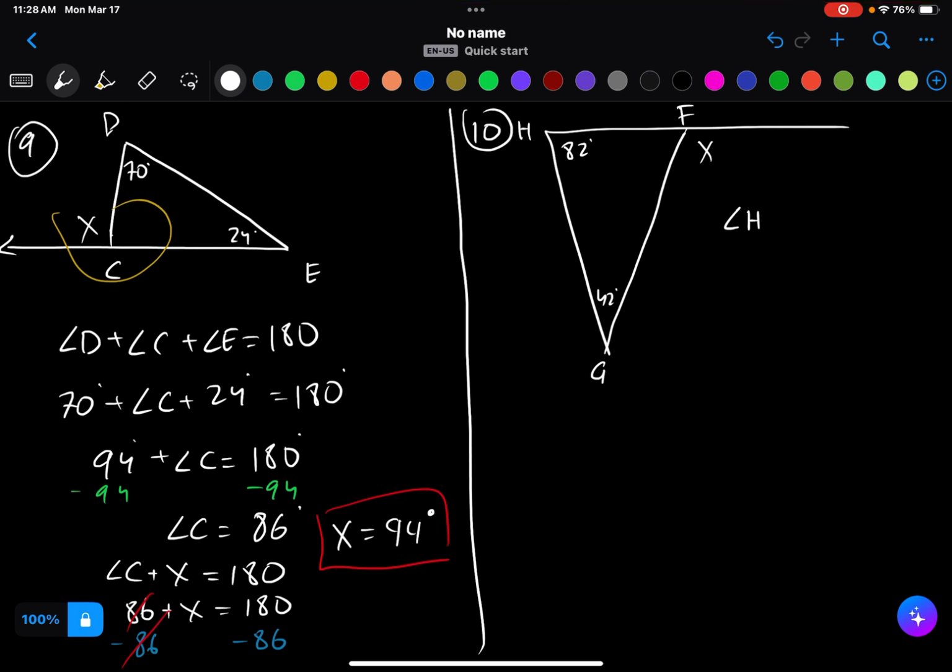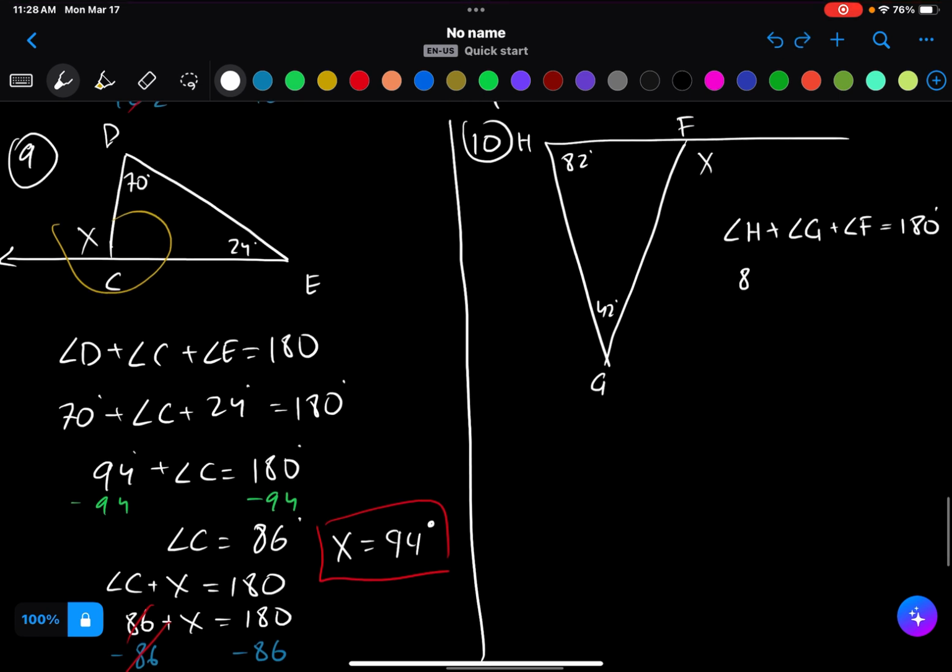We can say angle H plus angle G plus angle F all have to equal 180 degrees. And I know H and G. H is 82. And G is 42. And I'm missing F, equals 180. So 82 plus 42, that's going to be 124 degrees, right? Yeah. Plus our missing angle F equals 180.